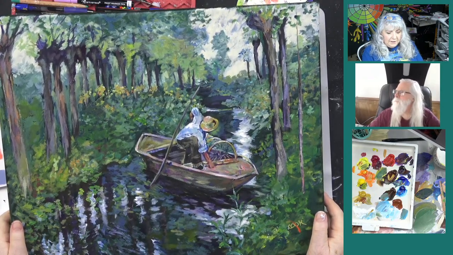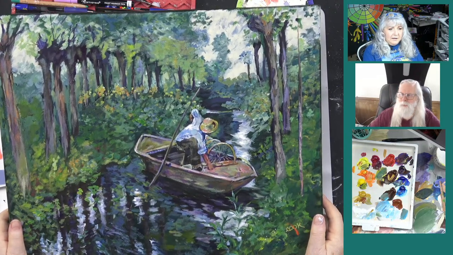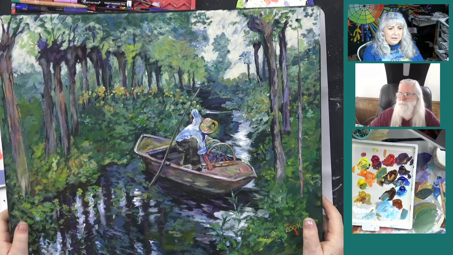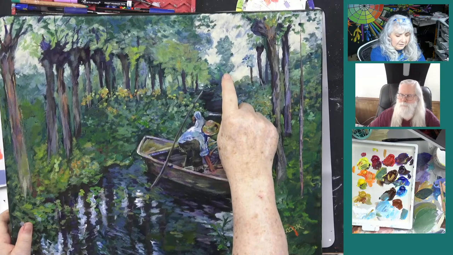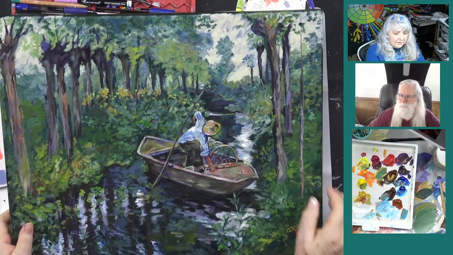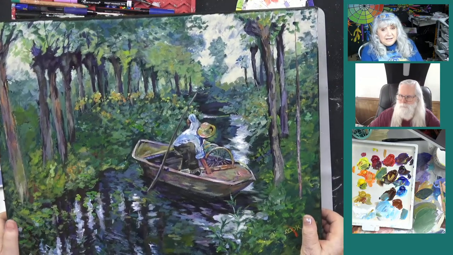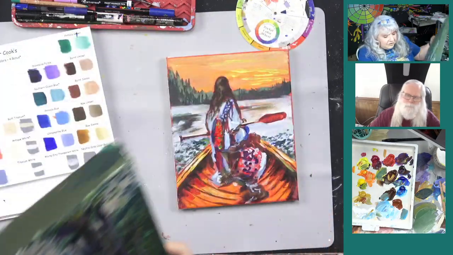But if you're into boats and stuff, people in boats are fun, right? And scenes help you get away. Again, see how this gets grayer as it goes back? Where in the painting we're doing now, we have something very dark back there because we have a different sky. So that's a new rule. Maybe you just didn't know about that one, but I'm happy to share these things with you.